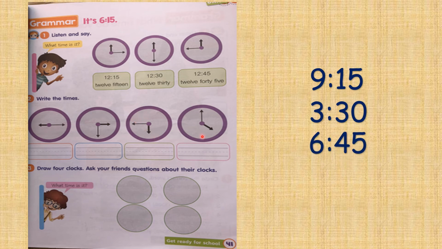Next, how about this last clock? This hour hand is facing number 5, and then the long hand is facing 12. So that means it's 5 o'clock.